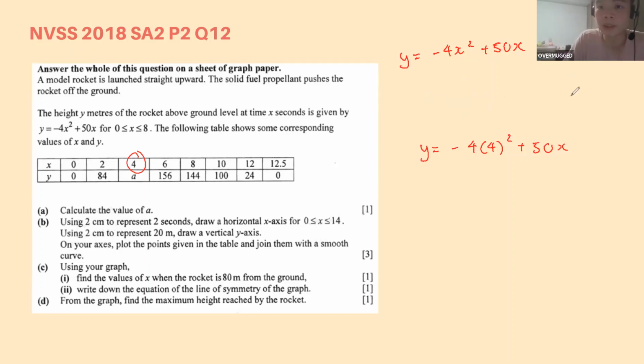Just plot accordingly. And I substitute x equals 4, and then you solve. 4 squared is 16, 16 times 4 minus 64 plus 200. Okay, I have 6136.